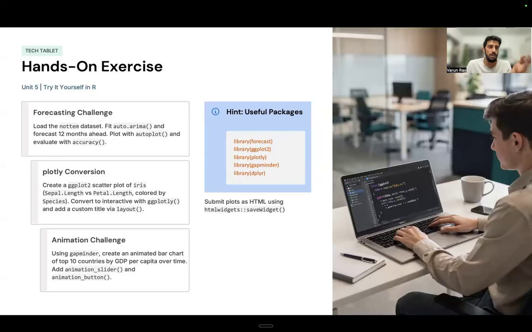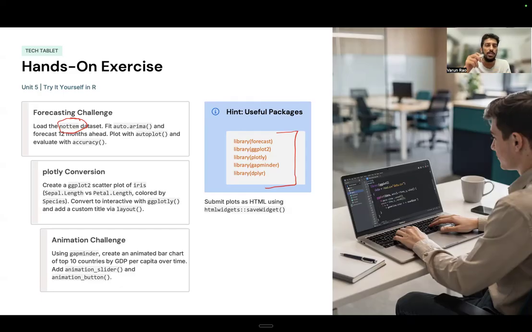And I think you should try a bit of things for yourself. You all know the libraries now. Here you have the most important libraries if you want to work. And here are certain challenges for you. The first one is to load this data set that is NOTAM, okay? And you are expected to fit an auto ARIMA model for 12 months. You can plot it with autoplot and evaluate the accuracy. And if you're able to do this, then I would really appreciate it if you have an answer and you can post it in the chat box.